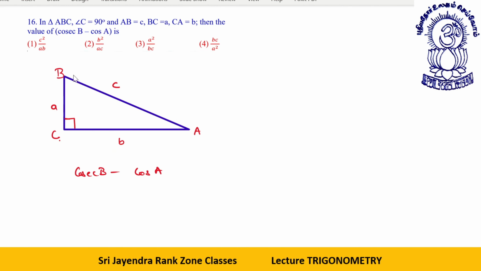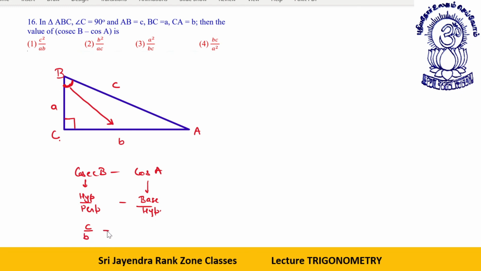Cosec B. See, cosec is hypotenuse upon perpendicular. Cos is base upon hypotenuse. So for this angle B, what is the hypotenuse? Hypotenuse is always the largest side, that is c. For this B, what will be the perpendicular? The side opposite to the angle is the perpendicular.